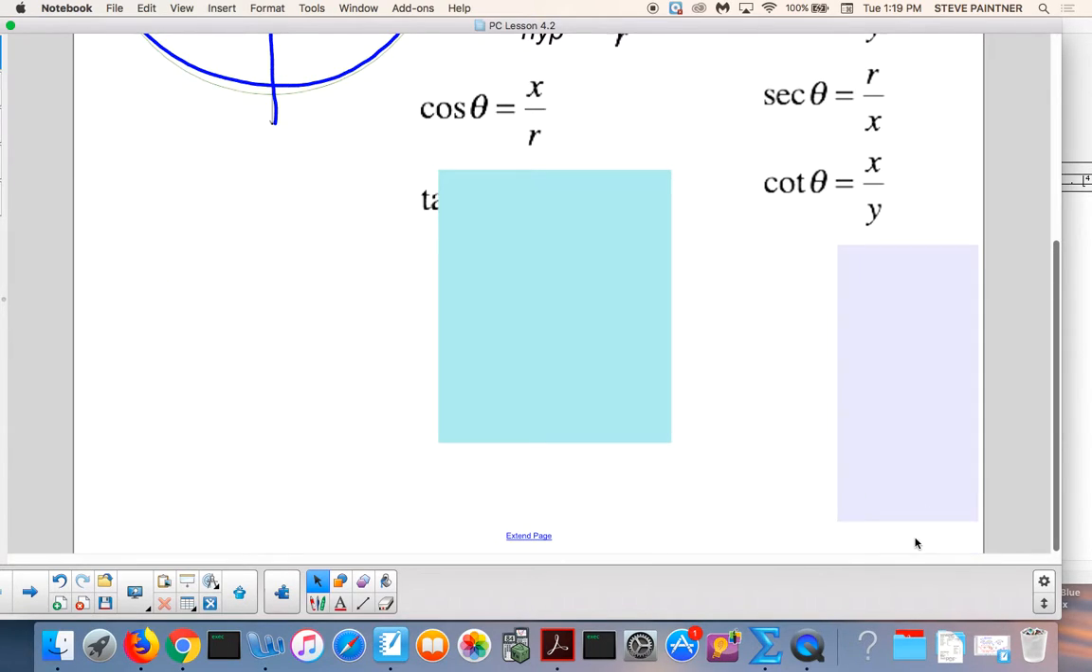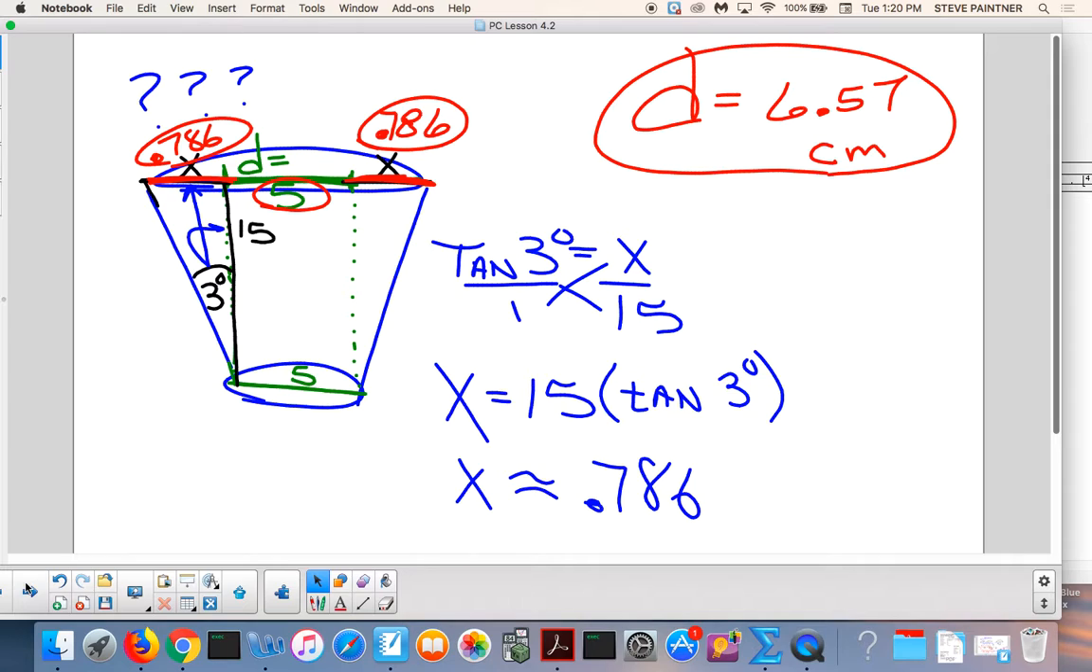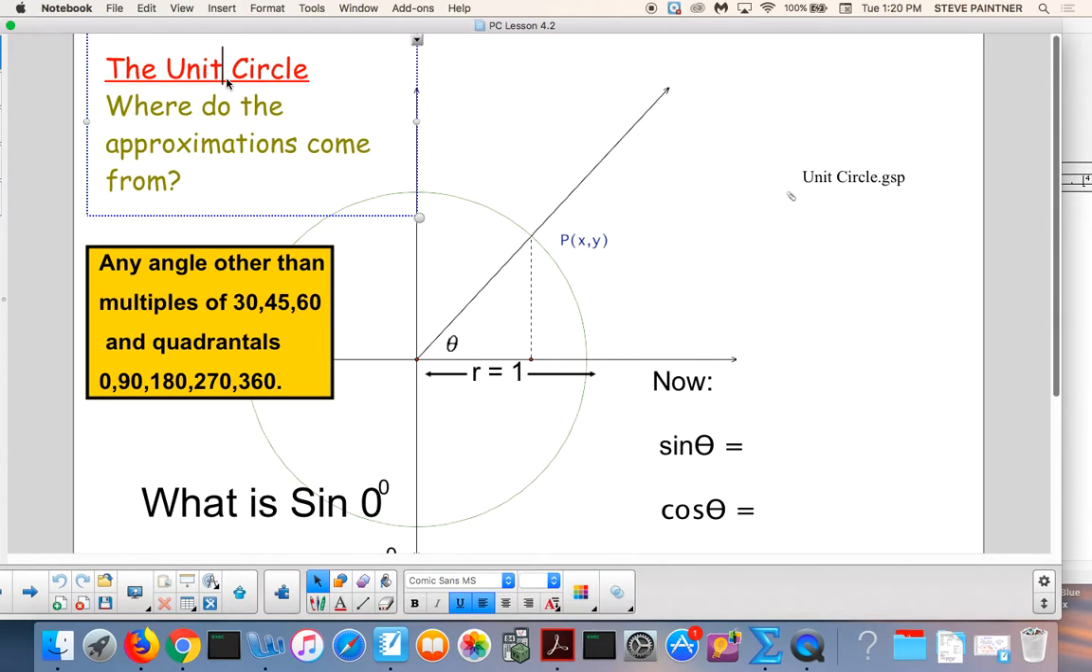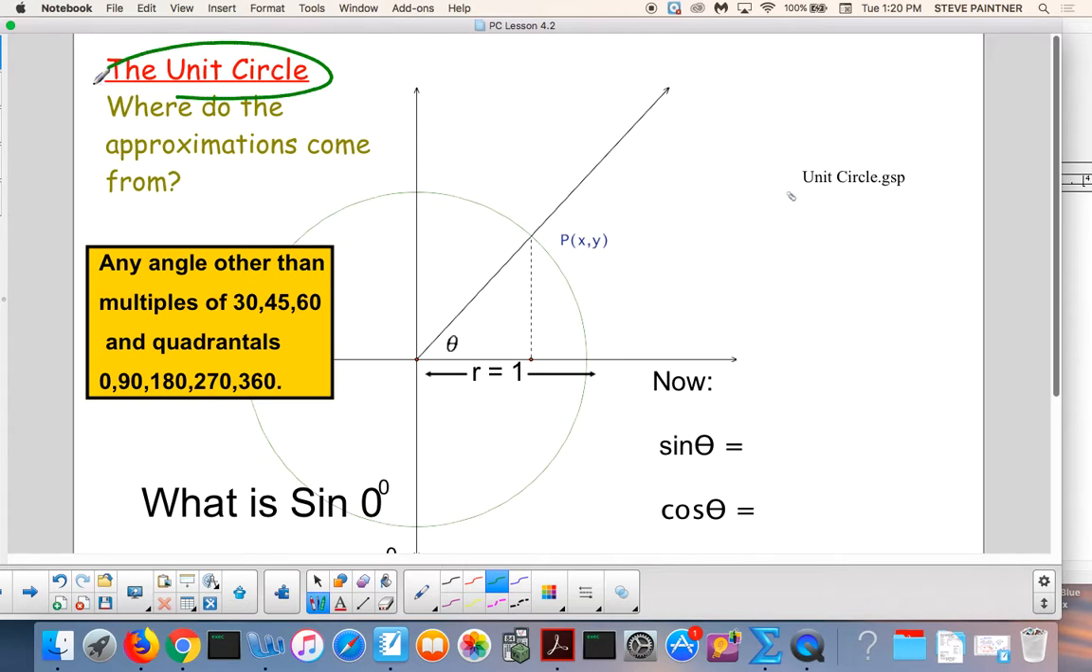Now this is how you have to think in lesson 4.2, and actually from here on out, because everything you're going to be asked to do is find sine of this. Well, you've got to think, sine is just y over the radius. That's all it is. Cosine is x over the radius. Now, we go into this. Now they throw it at you. It's the what? Unit circle.